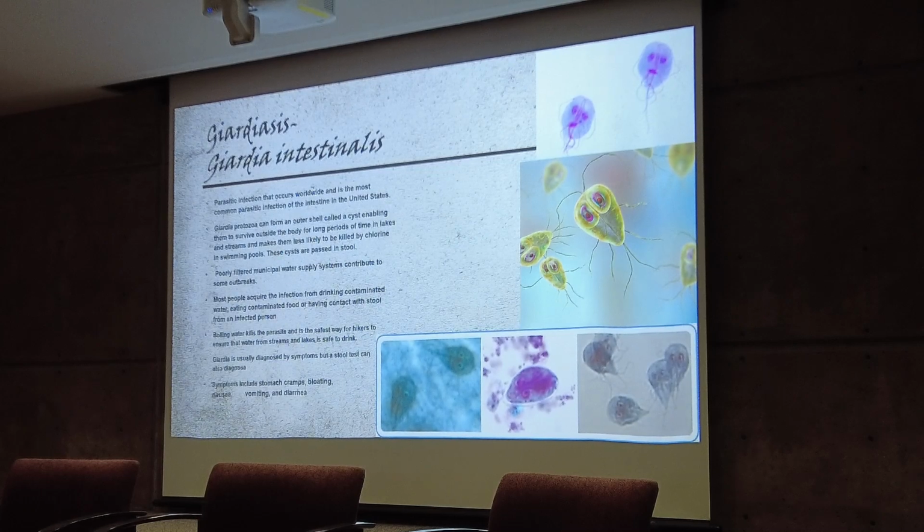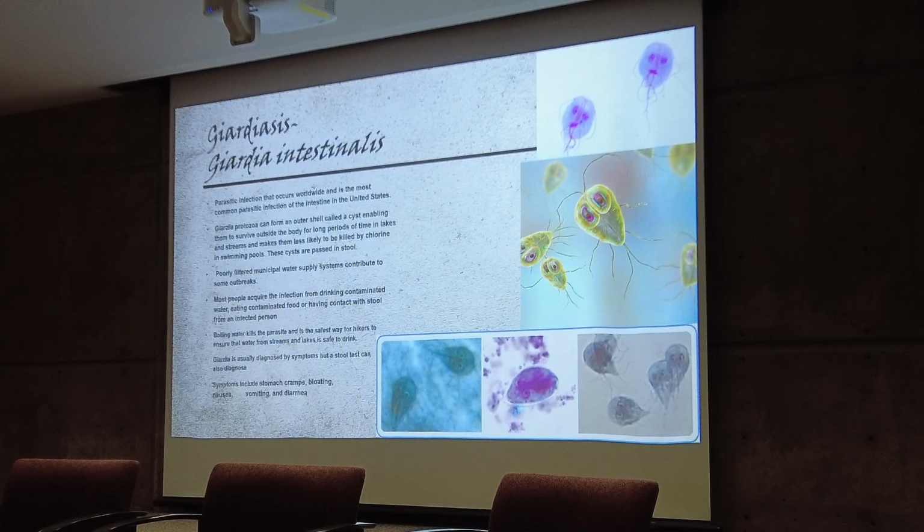Giardiasis is a parasitic infection that occurs worldwide and is the most common parasitic infection in the intestine in the United States. Glad I wasn't rare. Giardia protozoa can form an outer shell called a cyst, enabling them to survive outside the body for long periods of time in lakes and streams, and makes them less likely to be killed by chlorine in swimming pools. These cysts are passed in stool.